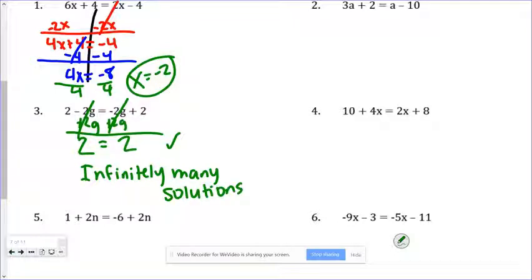Okay, so whenever you have an answer like this, like 11 equals 11, or 5 equals 5, or negative 1 equals negative 1, those are all infinitely many solution examples because they're literally equal to each other. Okay, let's go down to number 5.